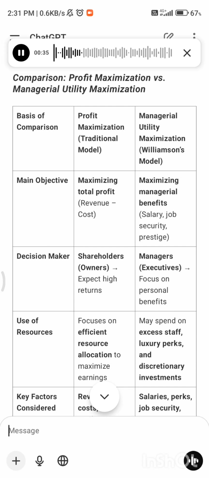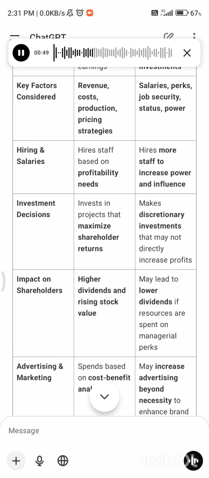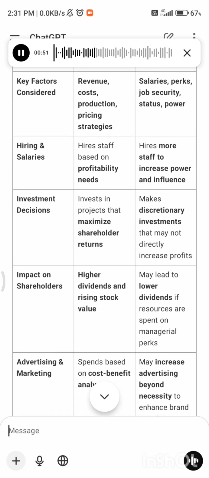Use of resources: focuses on efficient resource allocation to maximize earnings. Versus: may spend on excess staff, luxury perks, and discretionary investments. Key factors considered: revenue, costs, production, pricing strategies. Versus salaries, perks, job security, status, power. Hiring and salaries: hires staff based on profitability needs. Versus hires more staff to increase power and influence. Investment decisions: invests in projects that maximize shareholder returns. Versus makes discretionary investments that may not directly increase profits.